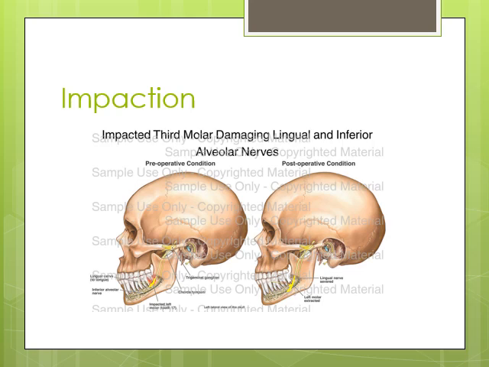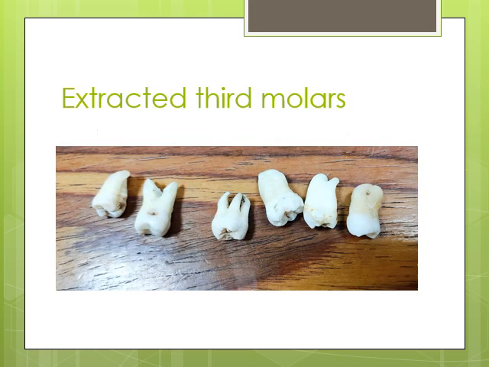Now we will move towards the part in which I will show you the extracted third molars. These are the third molars which I have collected from the surgery department, and here you can see the different variation in the crowns and roots of the third molar. Here you can see the crown, abnormal number of cusps and the roots. Some of them are fused together, some are smaller, and some have got abnormal number of roots.